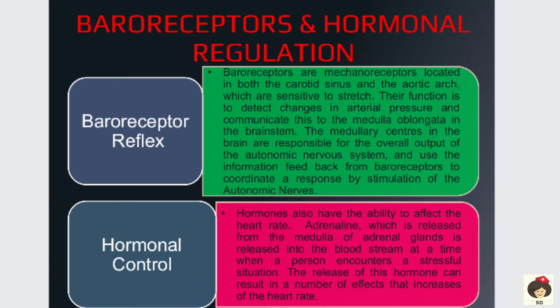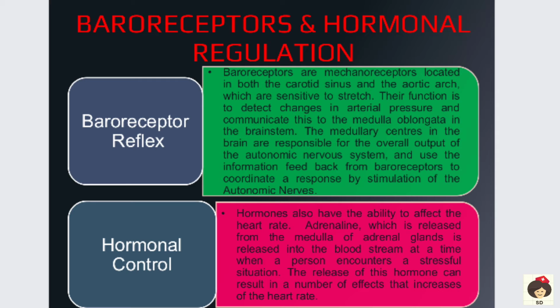So using information feedback from the baroreceptors, they will coordinate and respond to the stimulation of the autonomic nerves. I said there is a negative chronotropic effect and a positive inotropic effect in the autonomic nervous system. These negative and positive chronotropic effects are also influenced by this baroreceptor reflex. They will identify the pressure within the arteries, and based on the pressure they will trigger the medulla oblongata to trigger this autonomic nervous system.